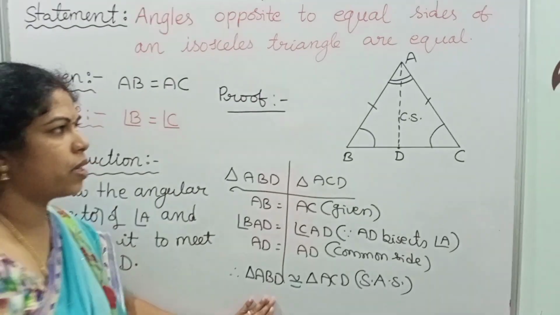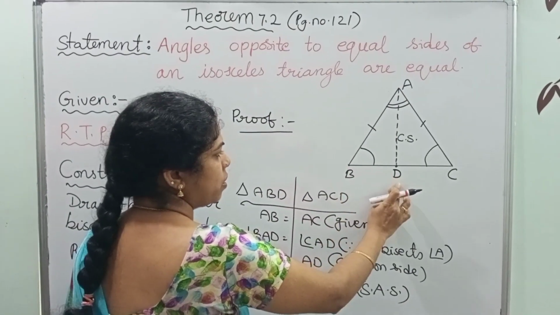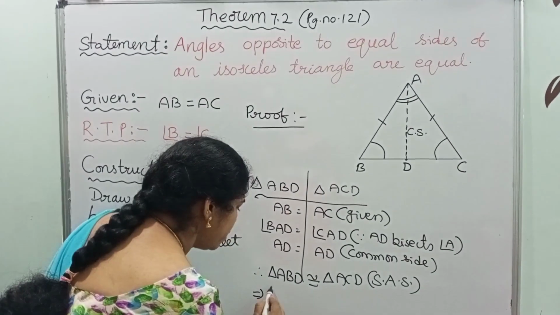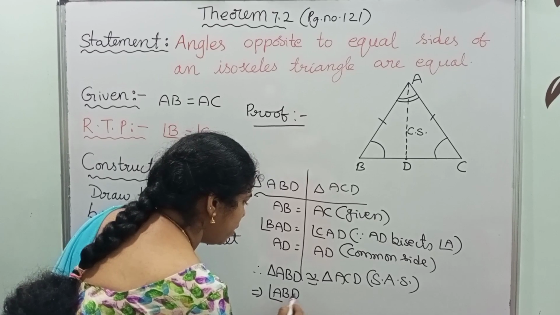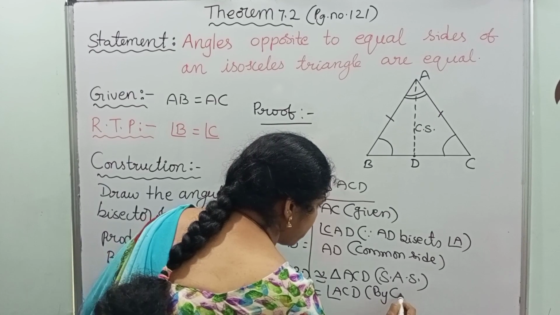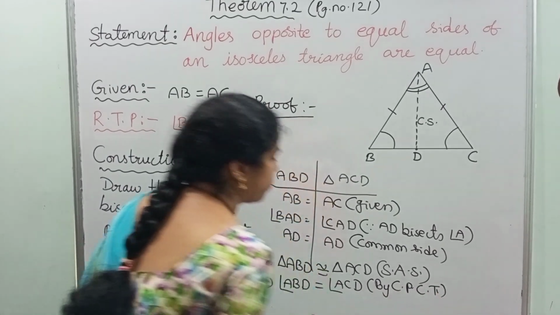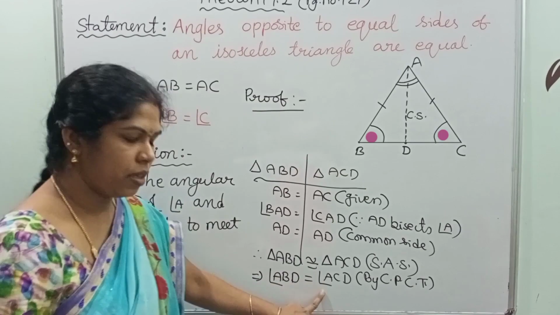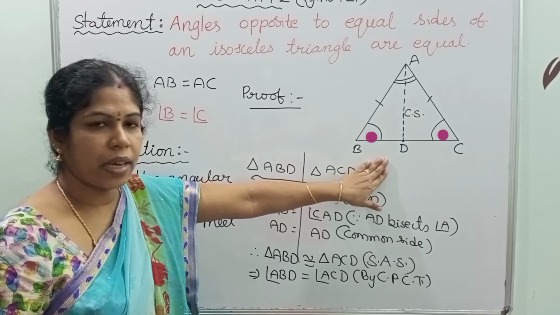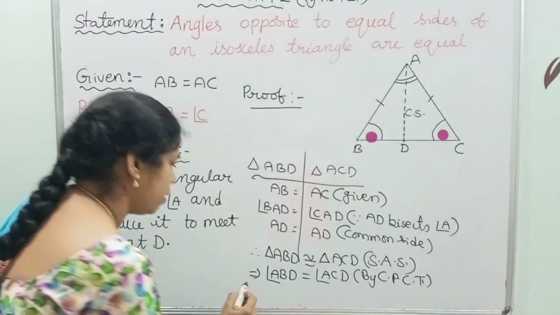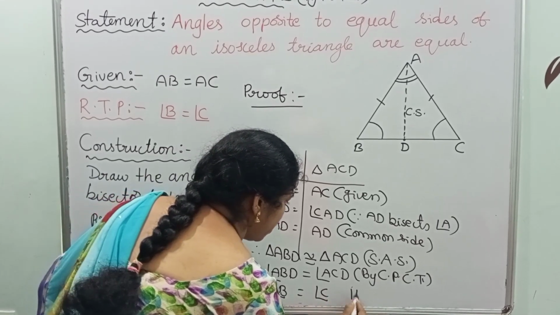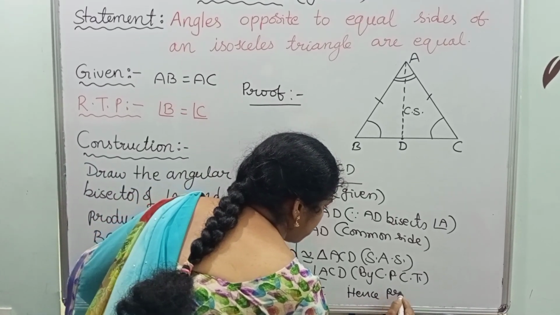By this we can observe that angle ABD is equal to angle ACD by CPCT. That implies angle ABD is equal to angle ACD by CPCT. Angle ABD and angle ACD are nothing but angle B and angle C, which are the base angles of the triangle ABC. Therefore, angle B is equal to angle C. Hence proved.